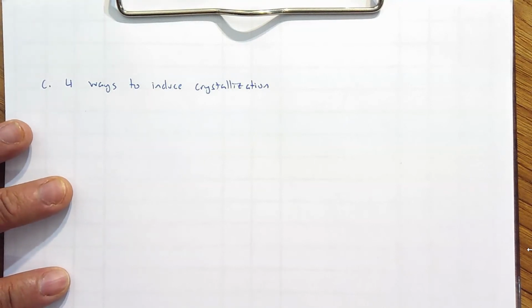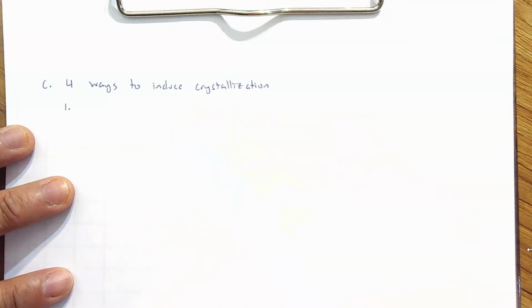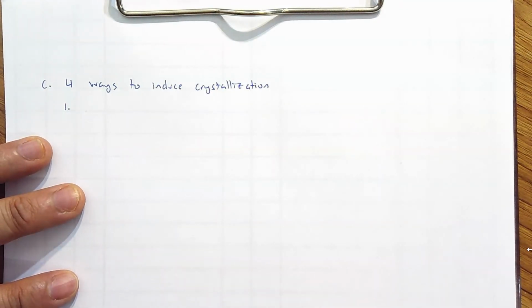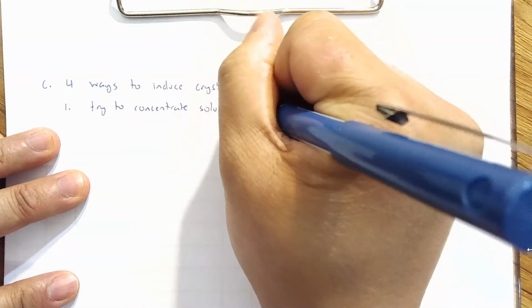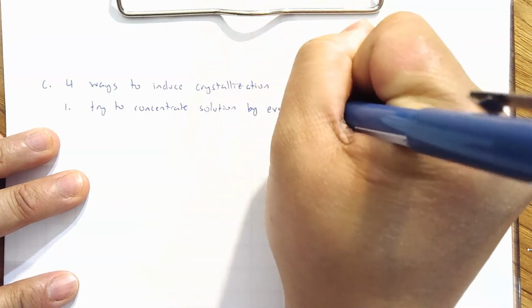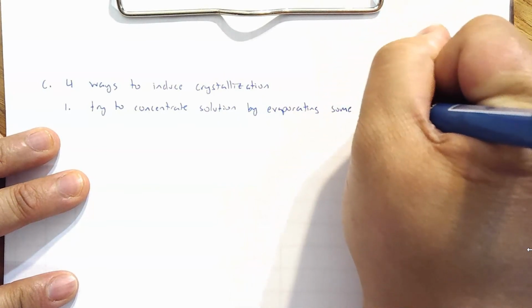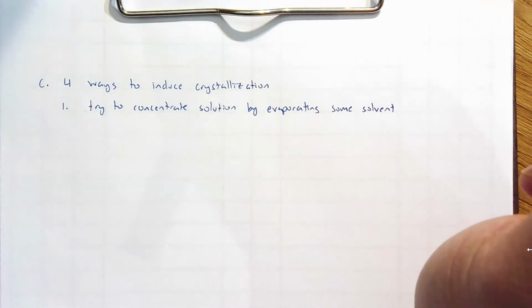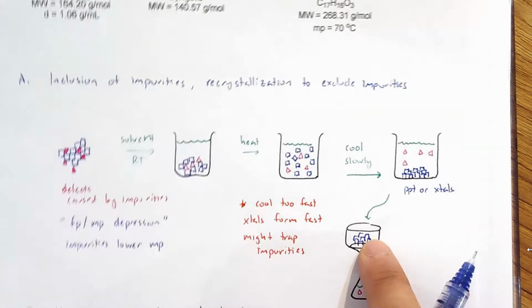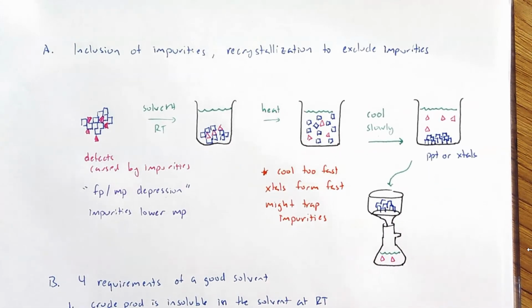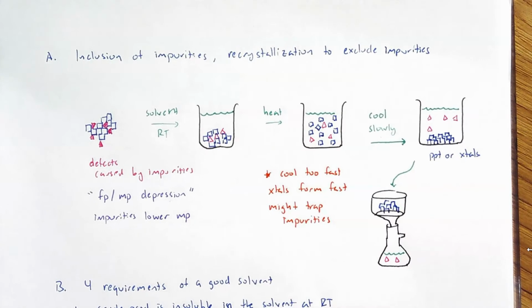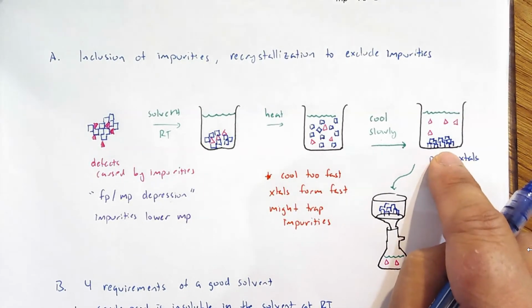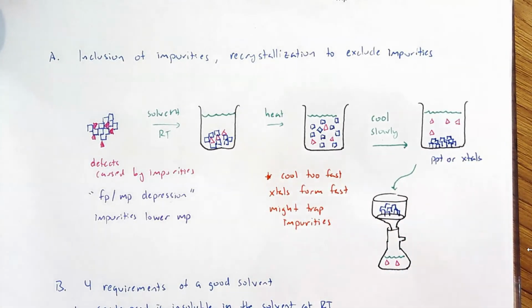So the first way, we'll call it number 1: try to concentrate the solution by evaporating some, not all, solvent. If you evaporate all the solvent, what's the purpose of that? We're not going to have any liquid to filter to carry out the impurities. We need liquid still there. We can't evaporate all the solvent. But at least by making it more concentrated, we give the product a better chance to form crystals because it's now a little more concentrated.